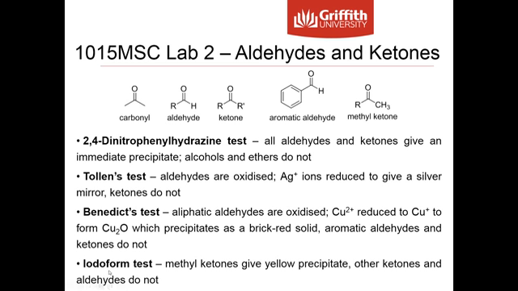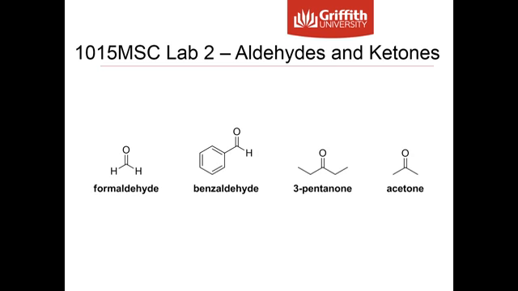And the fourth test we're doing is the iodoform test. In this one, a methyl ketone gives a positive result, which is a yellow precipitate. A methyl ketone has just got this methyl group, or CH3 group, attached to the carbonyl carbon here. So that's an example of a methyl ketone. If it's a ketone but not a methyl ketone, it would give a negative result on the iodoform test, and an aldehyde would also give a negative result on that iodoform test.